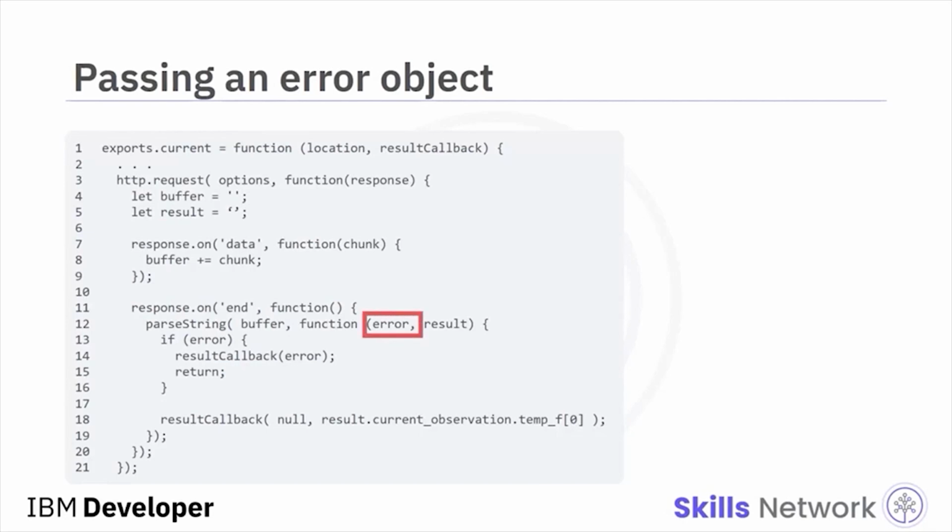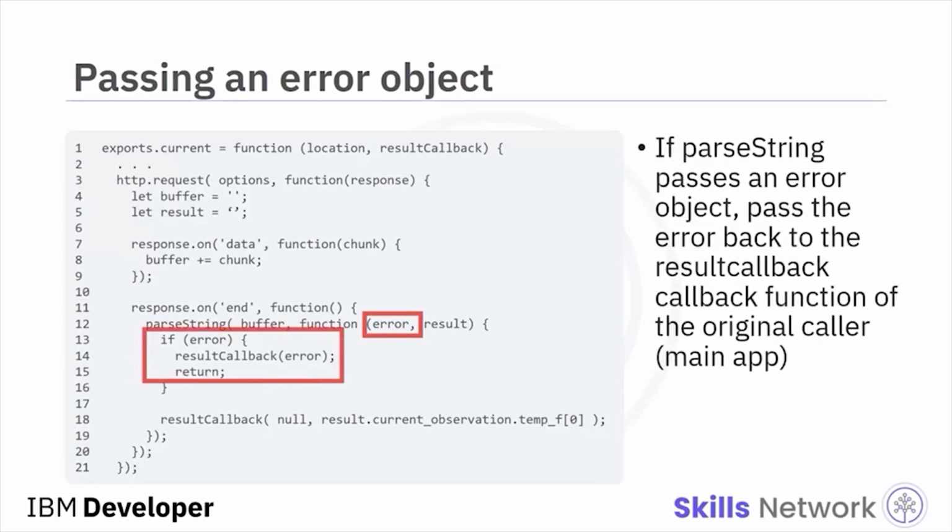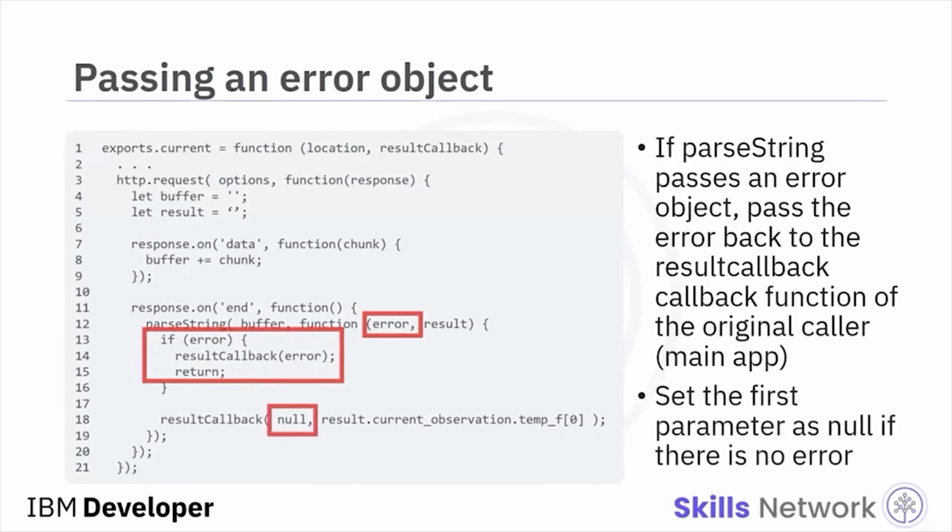Now we'll look at an example of passing an error object to the callback function. Recall how callback functions check the first parameter to see if an error condition occurred. Instead of printing the result in the console, you call the result callback function with the error object. You pass back the error object to the result callback function of the main application. If no error occurred, you can call the result callback function with null as the first parameter. The codes are in the custom Node.js module.